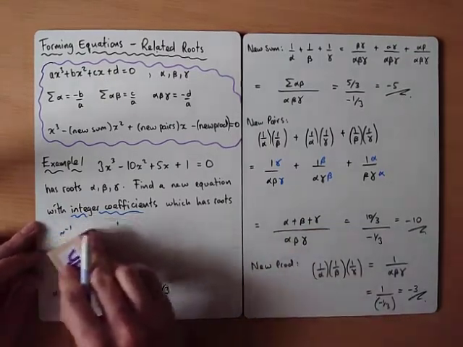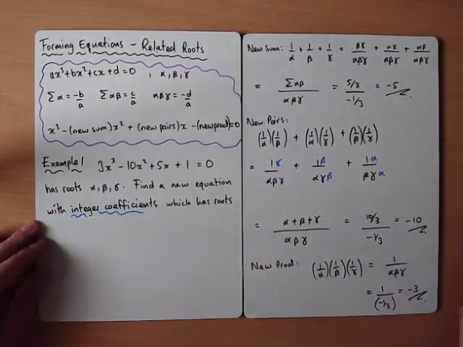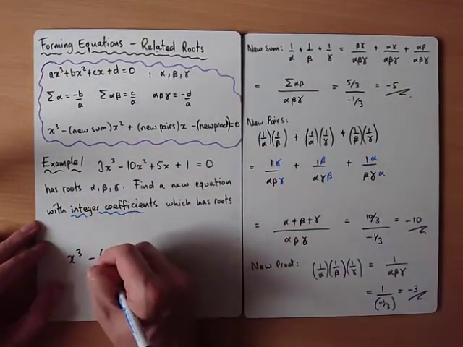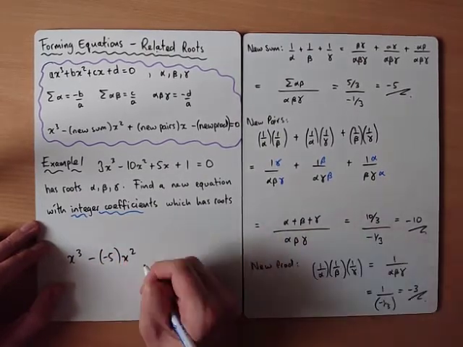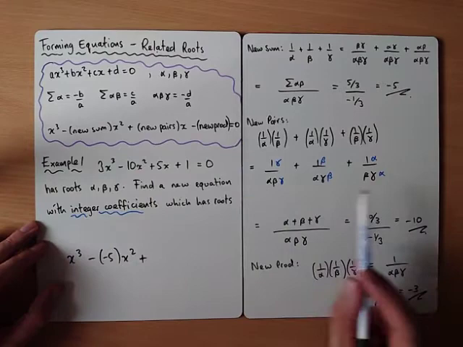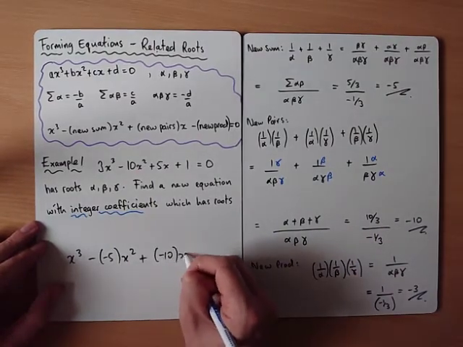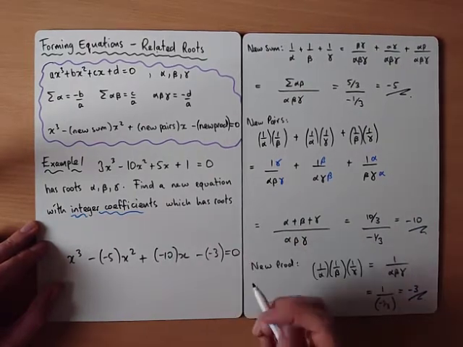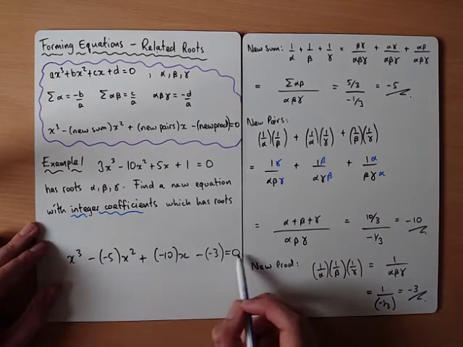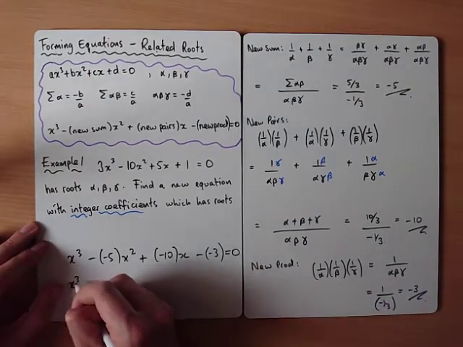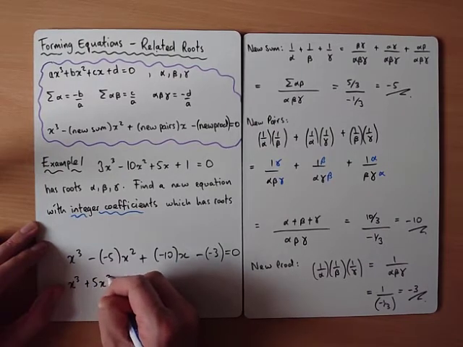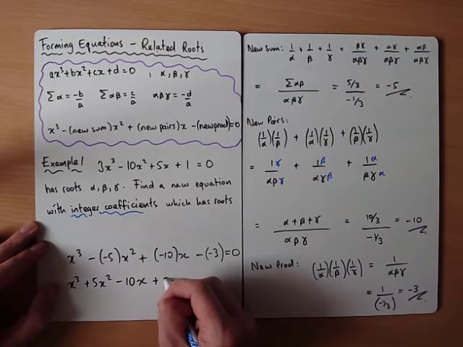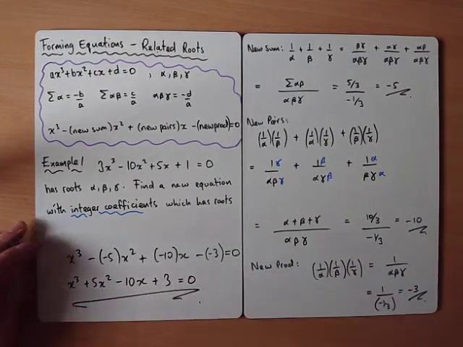Okay, so the answer would be x cubed, minus our new sum, which is minus 5, x squared, plus our pairs, which is minus 10, x, and then minus our product, which is minus 3. Don't forget to write equals 0. I should have mentioned that when you're forming a new equation, you should write equals 0. Okay, so it'll be x cubed plus 5x squared minus 10x plus 3 equals 0.